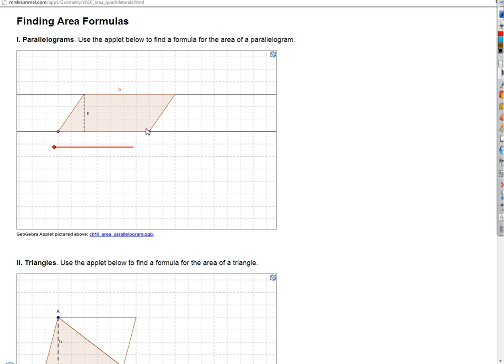Okay, so what about this? Parallelograms. I want to come up with the area of a parallelogram, and I want the area to be in terms of the measurements that I've got here. Look at the measurements I have for this parallelogram. I have height and I have base.